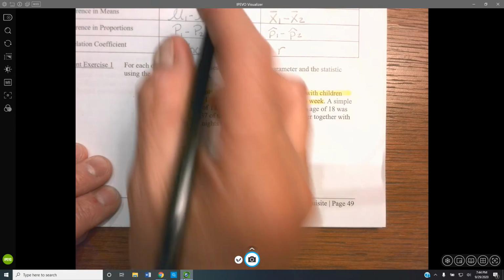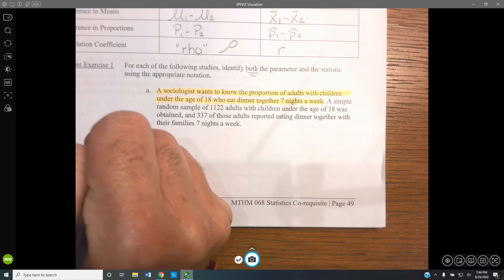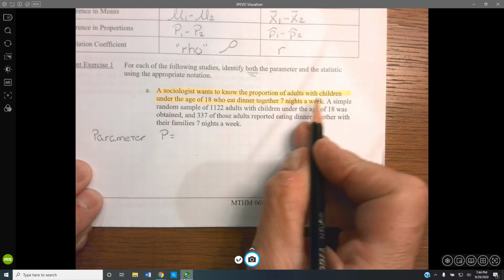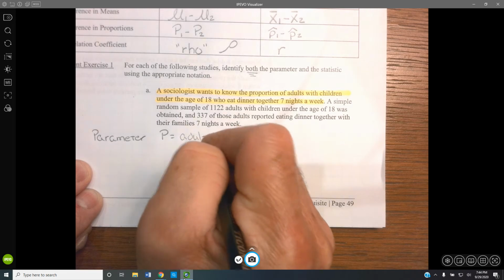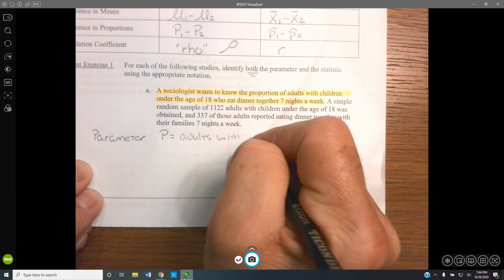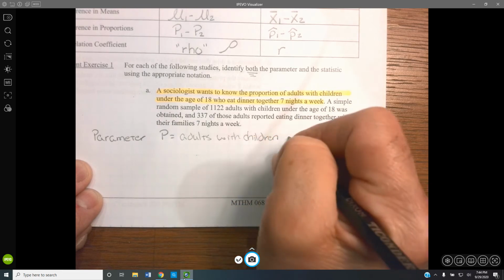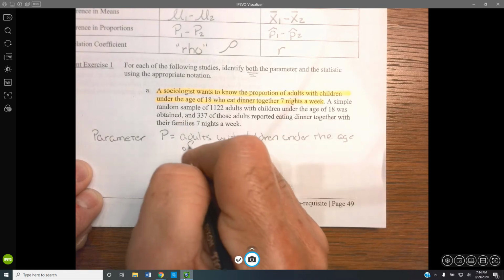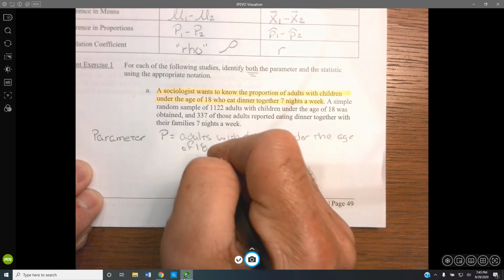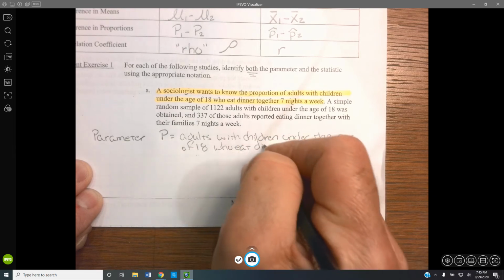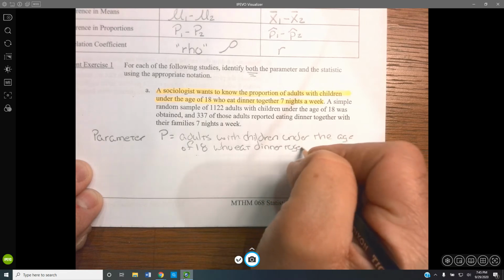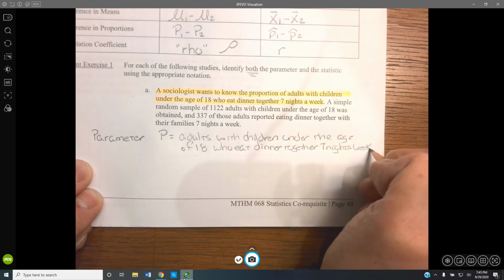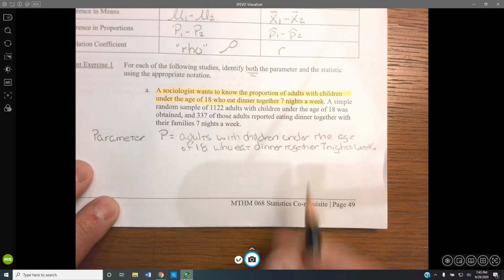So our parameter P is adults with children under the age of 18 who eat dinner together 7 nights a week. All of that is required in order to identify the population parameter. We found the population parameter.